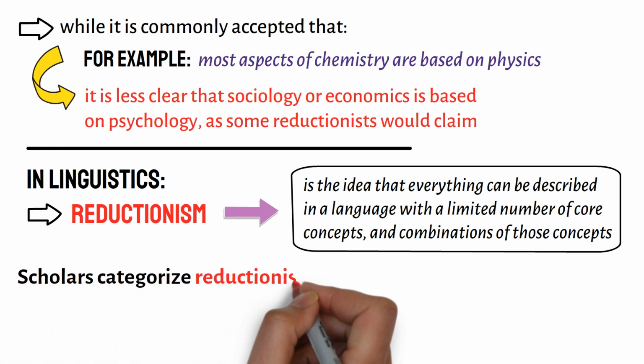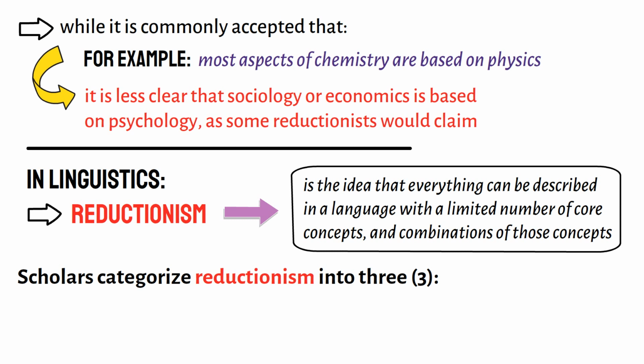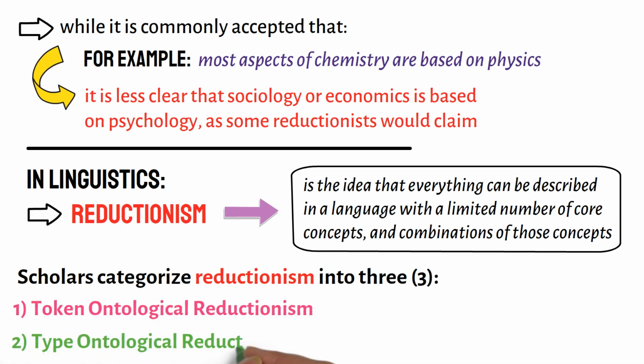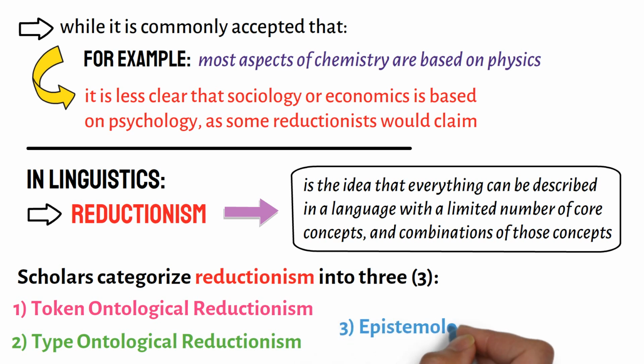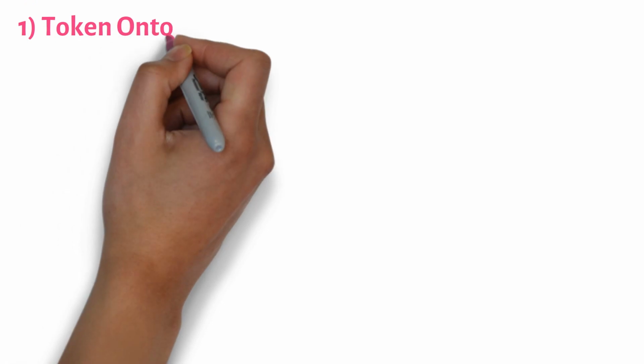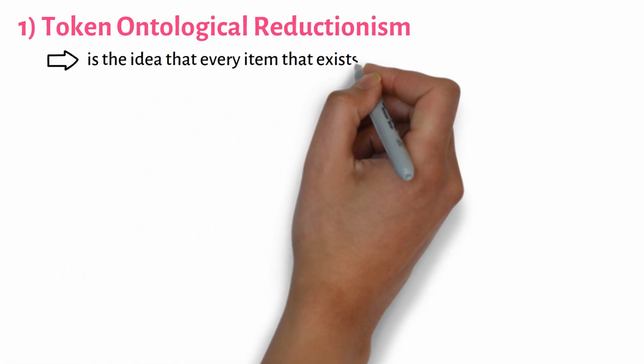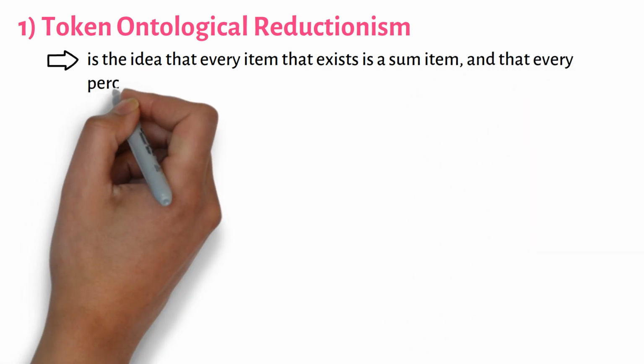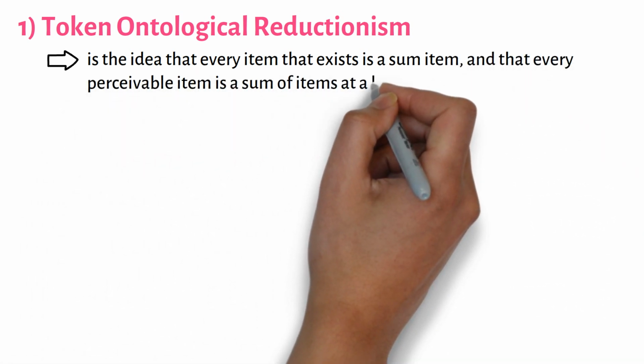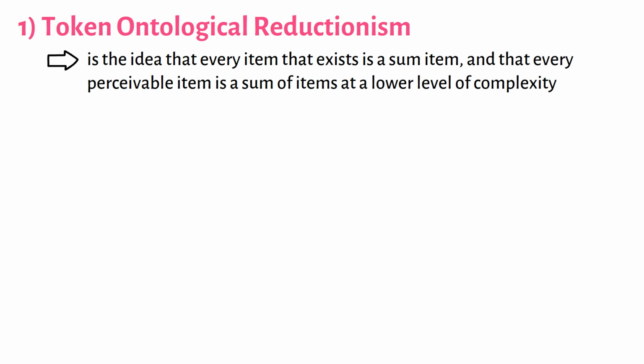Scholars categorize reductionism into three types, namely, token ontological reductionism, type ontological reductionism, and epistemological reductionism. Token ontological reductionism is the idea that every item that exists is a sum item, and that every perceivable item is a sum of items at a lower level of complexity.